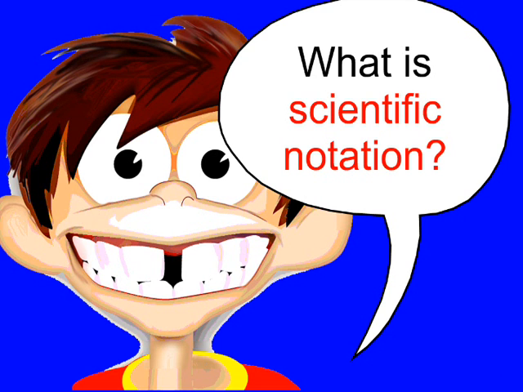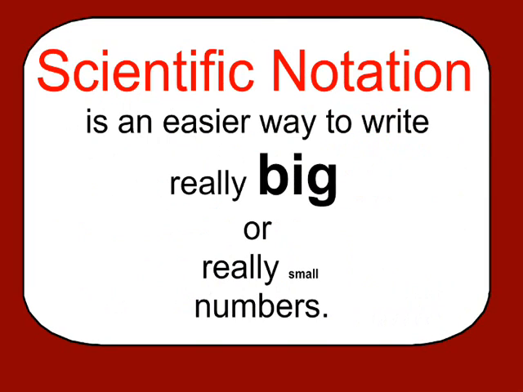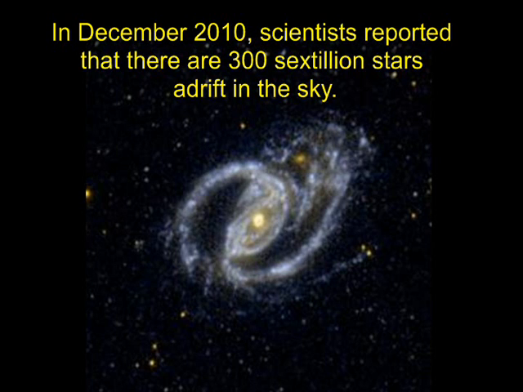Scientific notation. Well, what exactly is scientific notation? Scientific notation is just a much easier way to write really big or really small numbers. For example, in December 2010, scientists reported that there were 300 sextillion stars adrift in the sky.